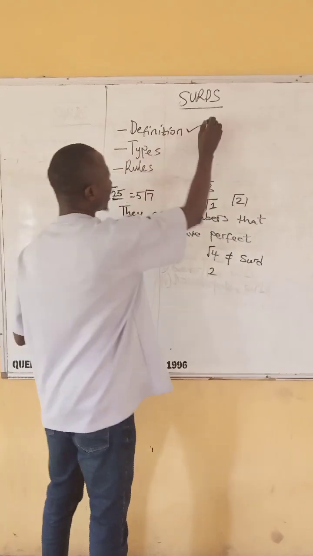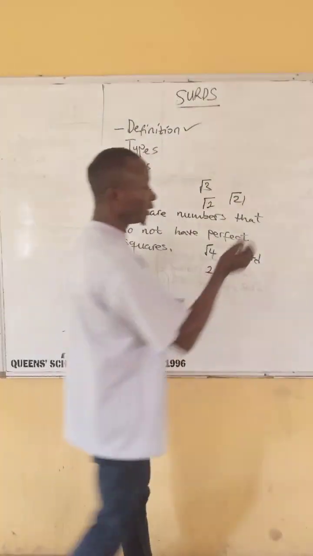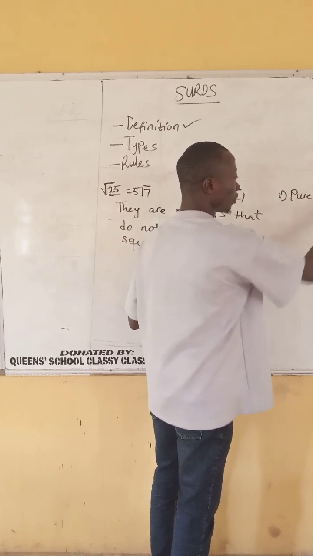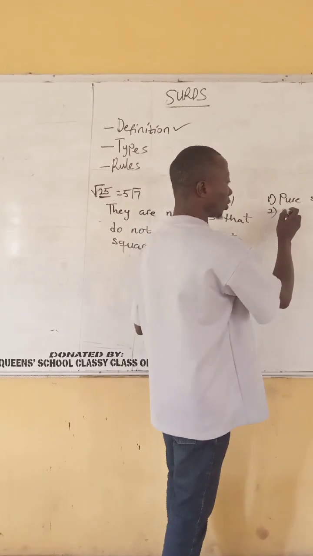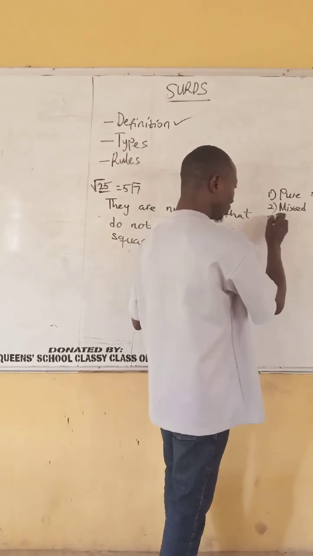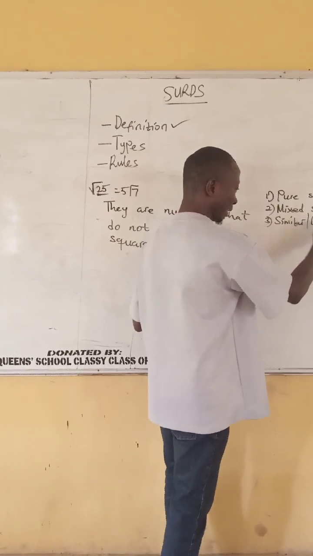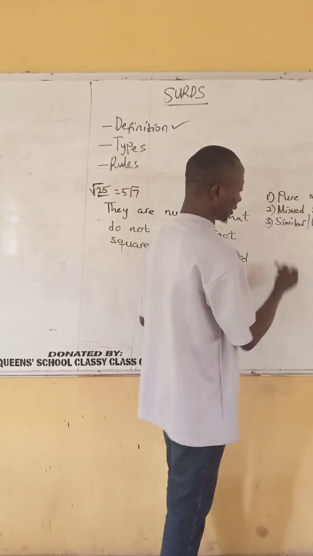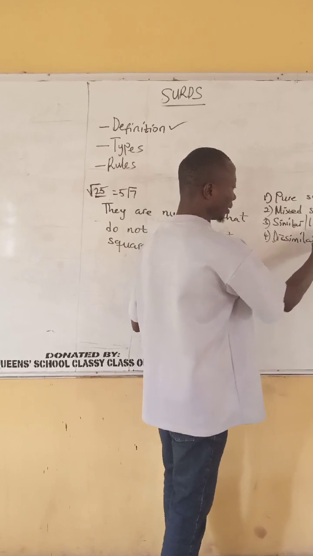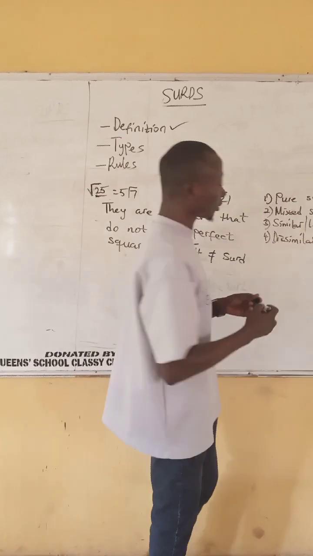Now let us consider the types of surds. There are different types of surds. They include, one, what we call pure surds. Number 2, we have what we call mixed surds. Number 3, we have what we call similar or like surds. Number 4, the dissimilar or unlike surds. So these are the types of surds.